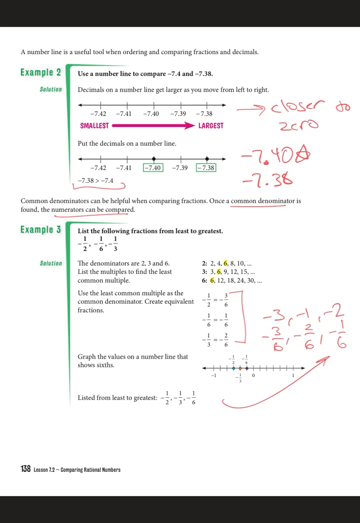Hopefully that makes some sense to you. Once you have a common denominator and you convert to equivalent fractions, all you have to do is compare the fractions. Okay, let's move on to the next page.